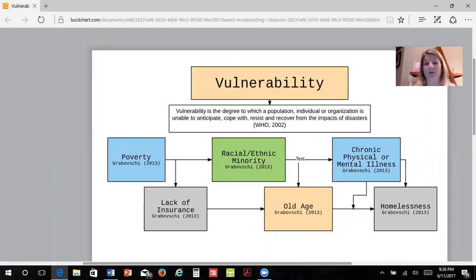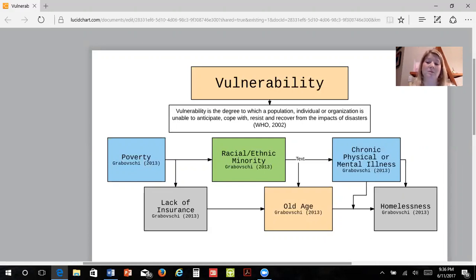Old age is another important vulnerable population. People that are of advanced age are more susceptible to abuse, neglect, and poverty. All of this sort of revolves around poverty.